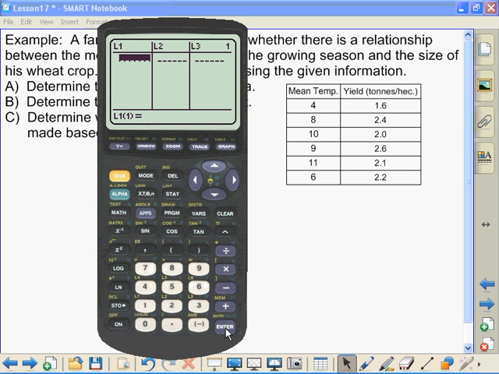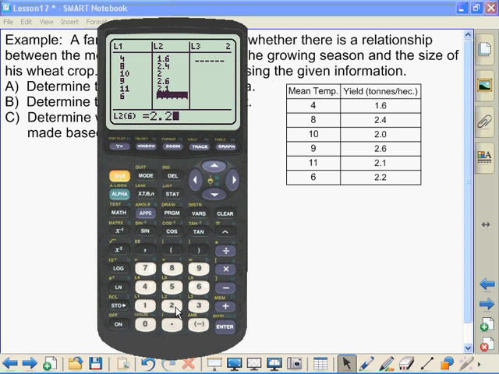So I'm going to enter those in. So 4, 8, 10, 9, 11, and 6. Using my scroll, I'm going to go up and put in the corresponding yields. So 1.6, 2.4, 2.0, 2.6, 2.1, and 2.2. Okay?